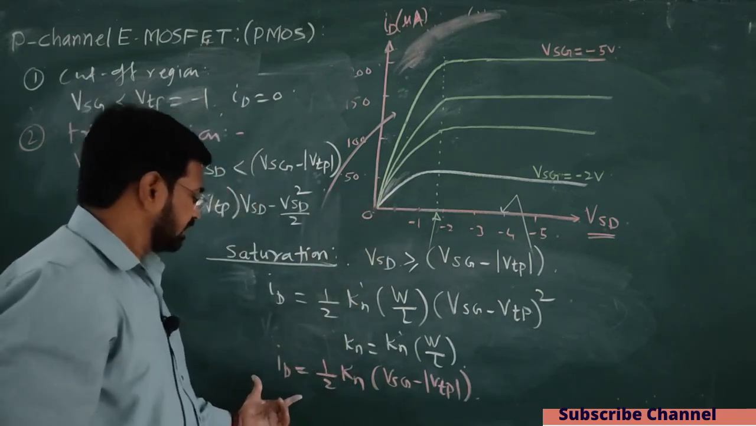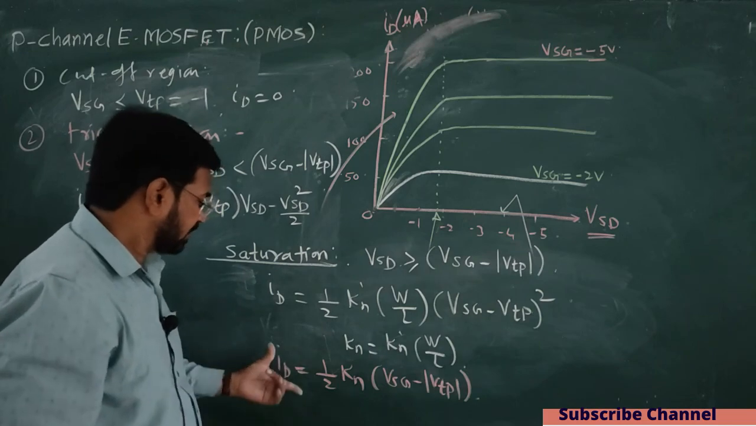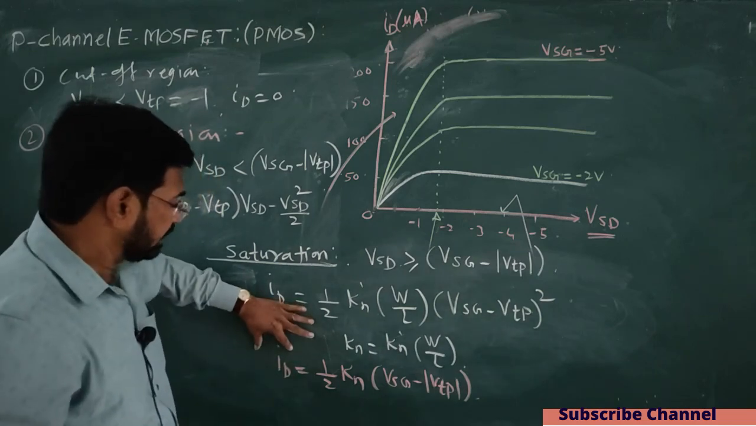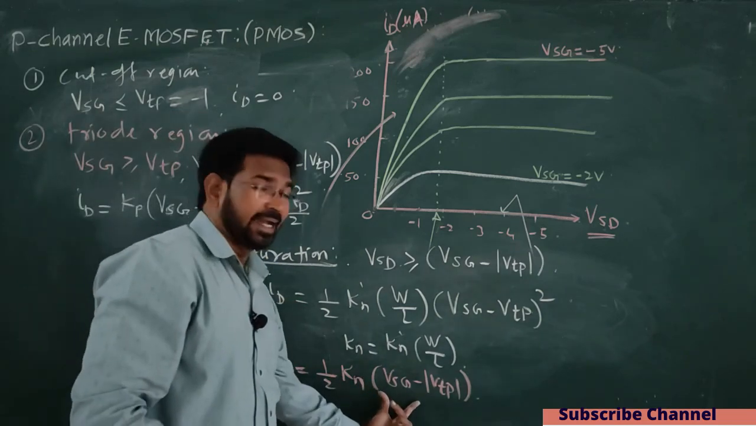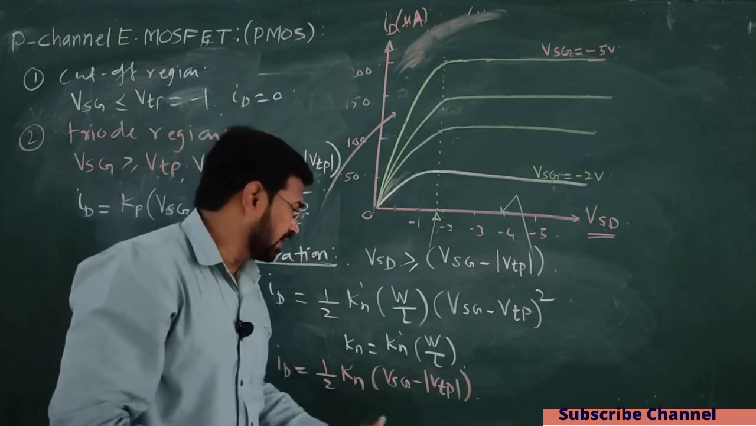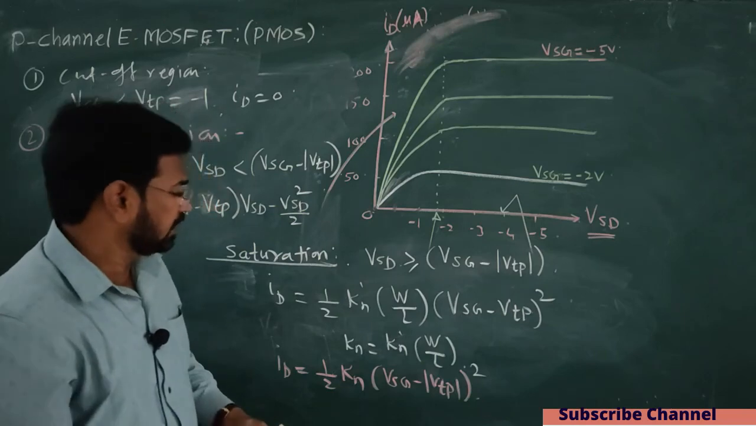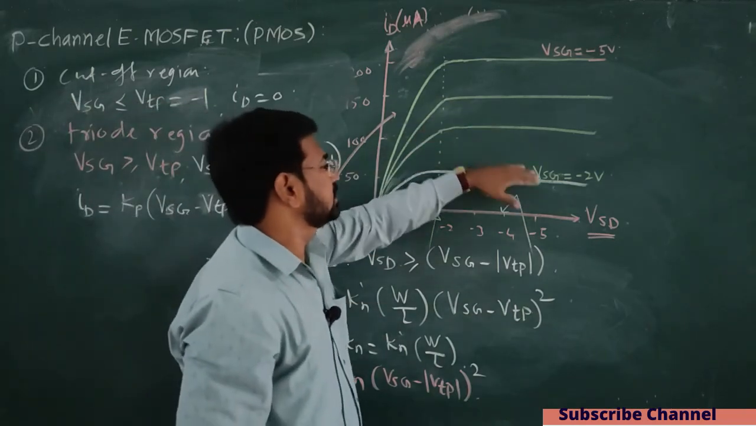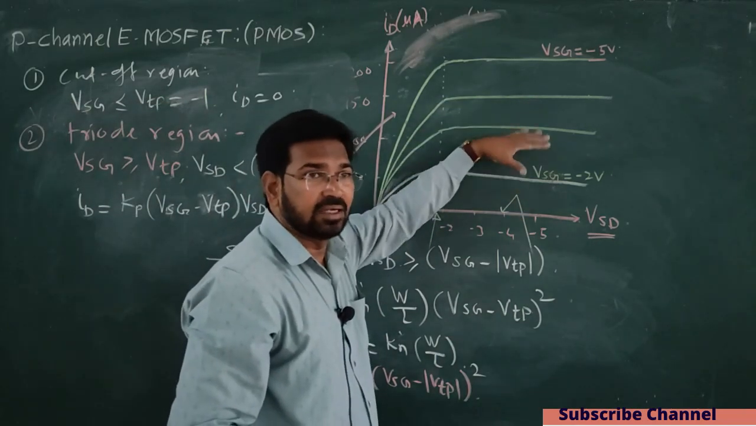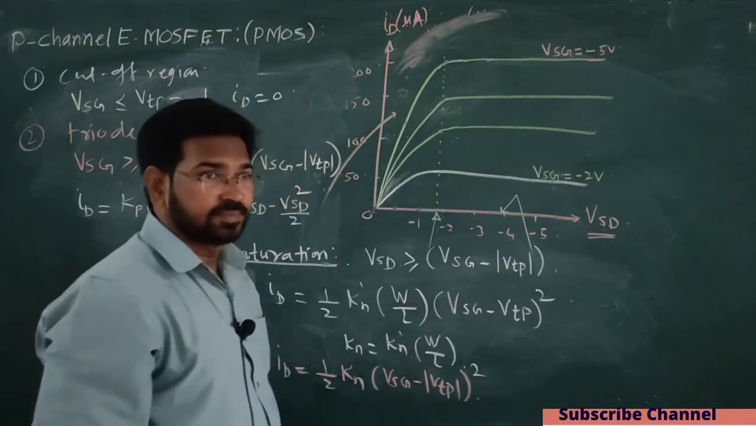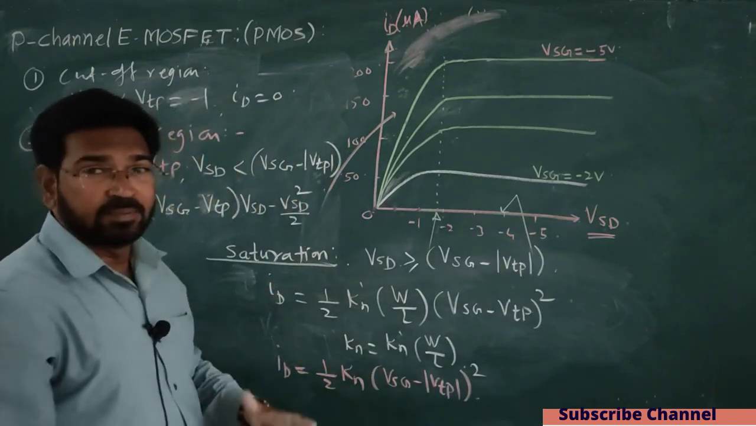Already I have explained the behavior of the transistor in saturation. ID depends upon the gate voltage, it is a function of gate voltage and it is a square law equation. And it changes according to the change in the gate voltage, which is a desired feature of the transistor. So, this is all about the PMOS device.